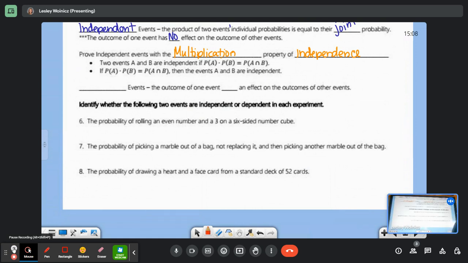All right, now we're going to talk about dependent events. These are ones where the outcome of one event has an effect on the outcomes of other events.